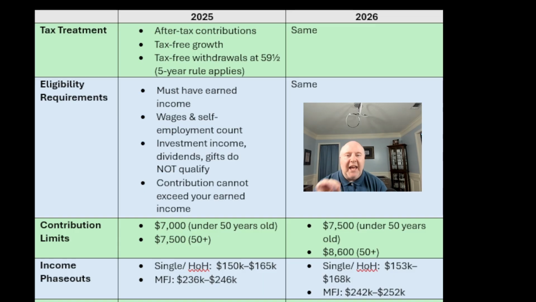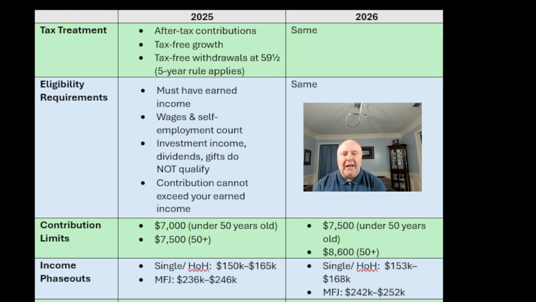Now, in order to capitalize on this, we have certain requirements. The first one is you have to have earned income, which means if your income is simply coming from a passive investment, from dividend income, from gifts, anything like that, that does not work. Investment income, passive income, that does not work. It has to be earned income. You have to have a job. You have to earn that income.